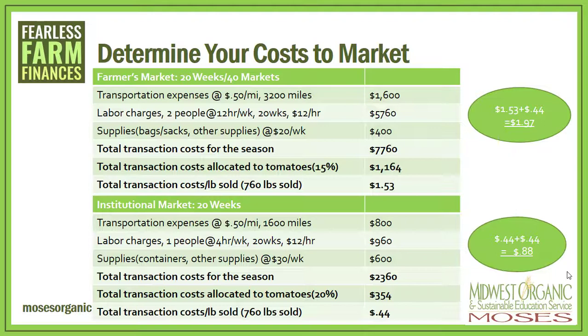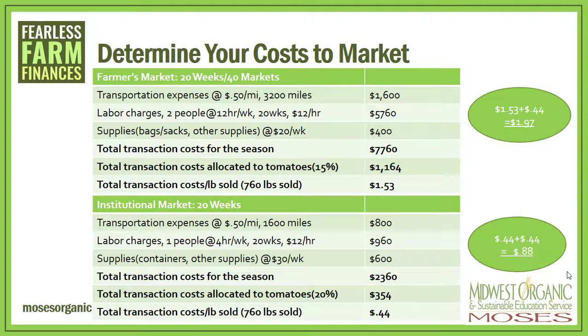So what I have in front of you, and you might have quickly followed, is kind of the numbers that we pulled from your enterprise budget on the farm. So the total estimated cost to produce tomatoes and market them through the farmer's market, you'll see, is $1.97 per pound. So let's break that down.